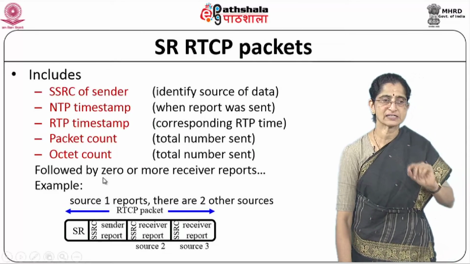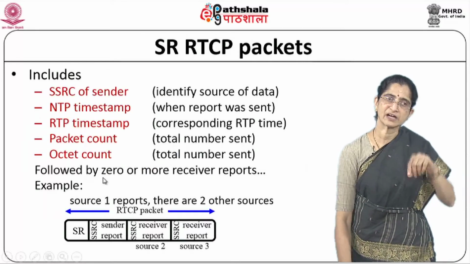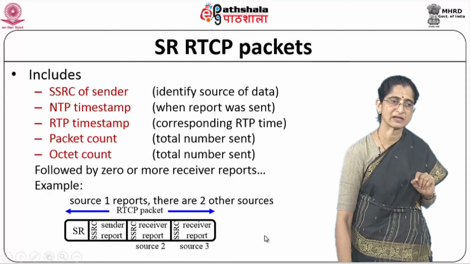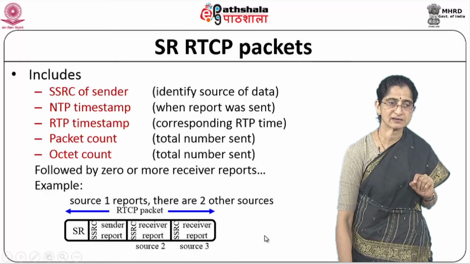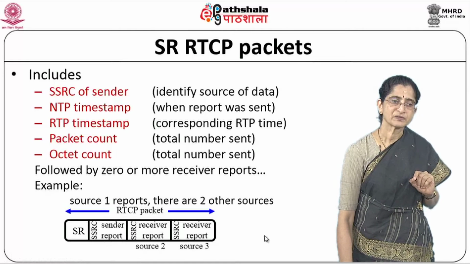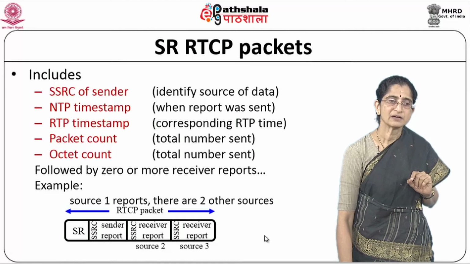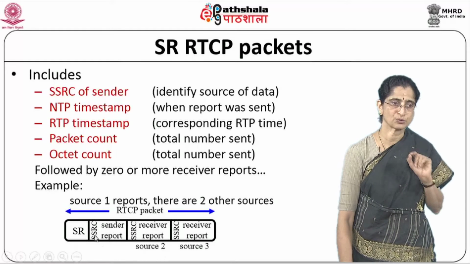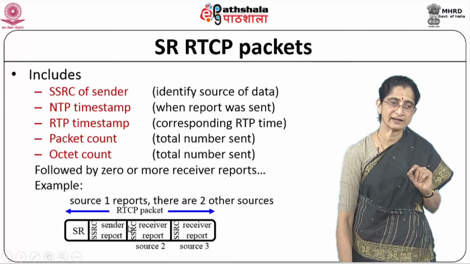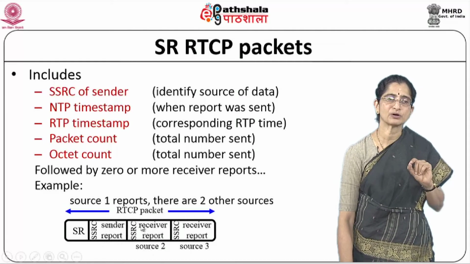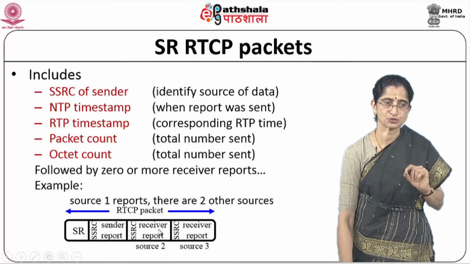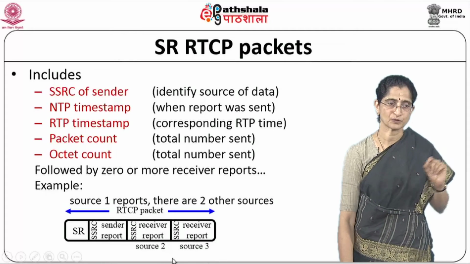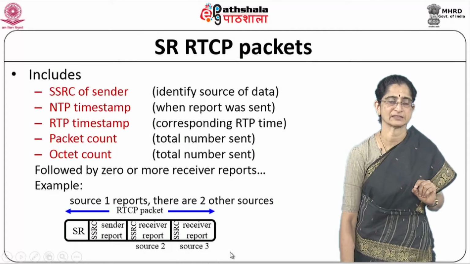For example, let us say source 1 is giving a report and there are 2 other sources available. What will the packet look like? The RTCP packet will have information like this. It has the SR, which consists of first the SR header followed by the sender report. The sender report is the report of source 1 as the sender, and it gives a receiver report of what it received from source 2, from source 3 and so on. So, this will be the overall SR RTCP packet.